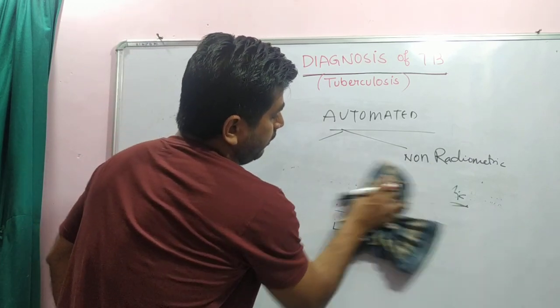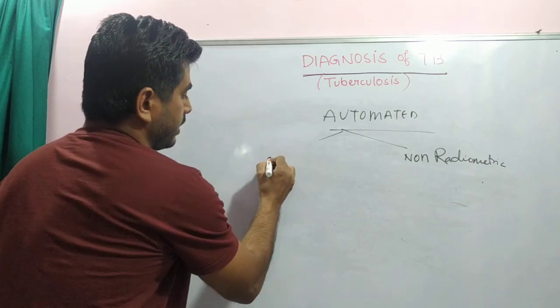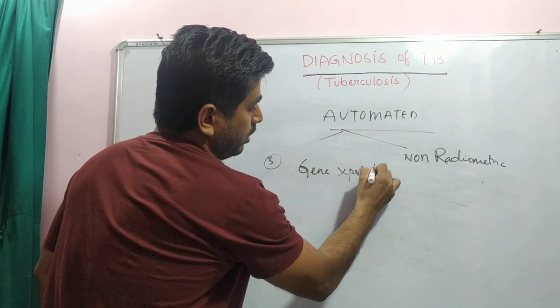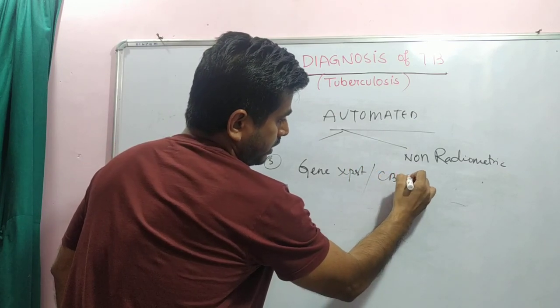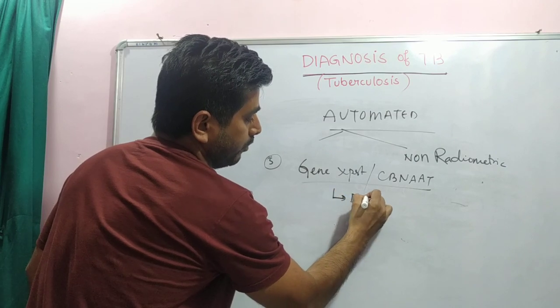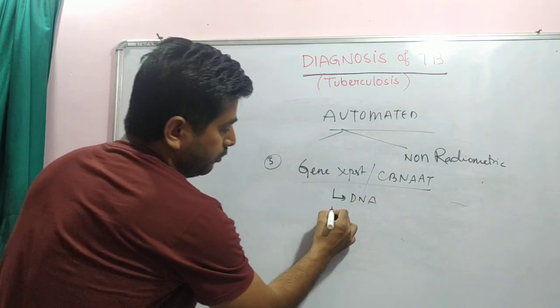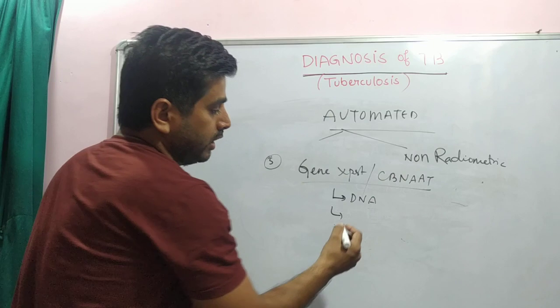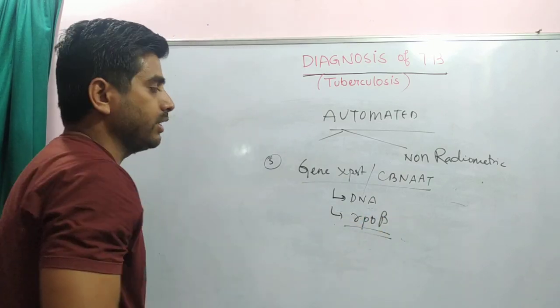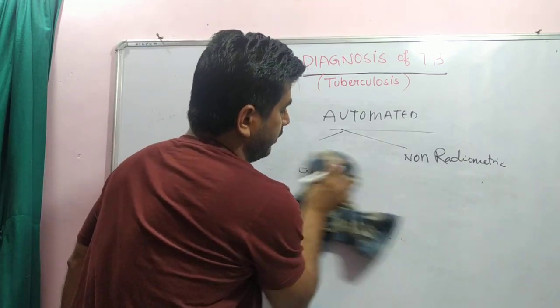Number 5 is the GeneXpert, or CBNAAT, cartridge based nucleic acid amplification test. Here we can detect the DNA of the bacteria. We can also detect the mutation in the RPOB gene. This is the GeneXpert or CBNAAT.